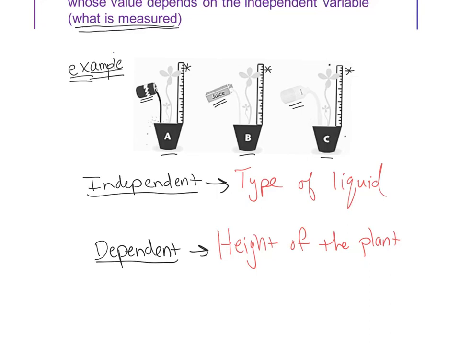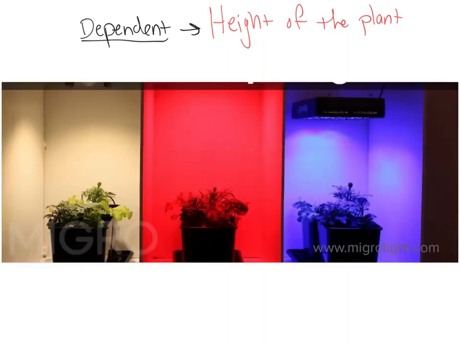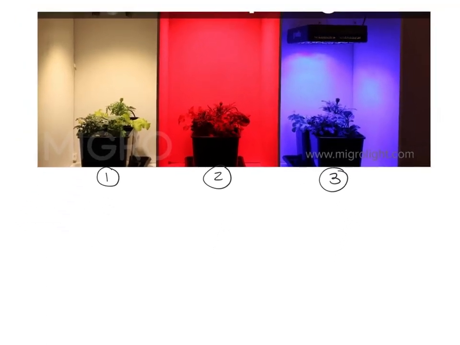Let's see a second example. In this experiment, a student has 3 plants. This is plant 1, this is plant 2, this is plant 3. Plant number 1, he puts it in white light, and he wants to see how much the plant grows. Plant number 2, he puts it in red light, and he wants to see how much the plant grows. And plant number 3, he puts it in blue light, and he wants to see how much the plant grows.